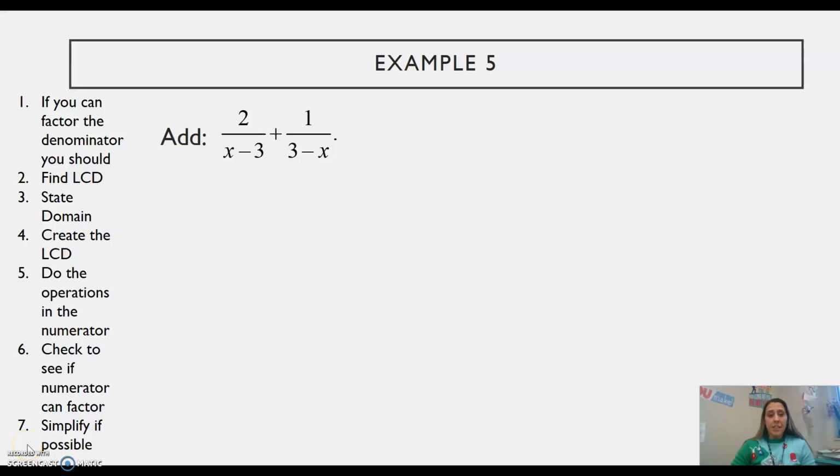All right, functions. We are continuing to add and subtract, and we're going to cover a couple different scenarios. So if you notice right here, I added a step: if you can factor the denominator, you should. One way to do this problem is the way that we've been doing it, and I'll go through that with you guys. So our least common denominator is going to be x minus 3.